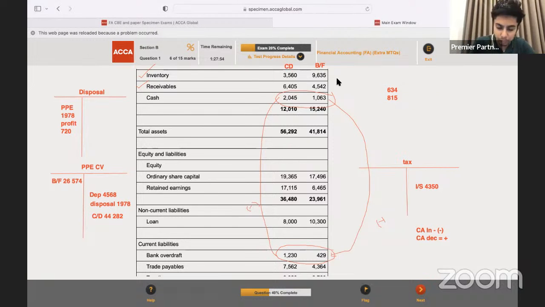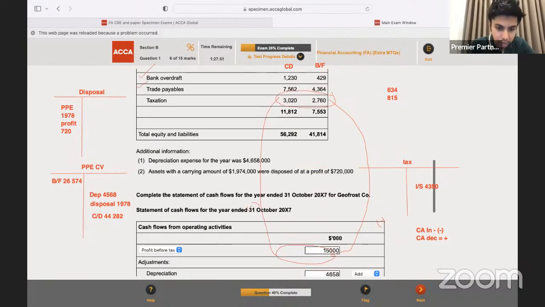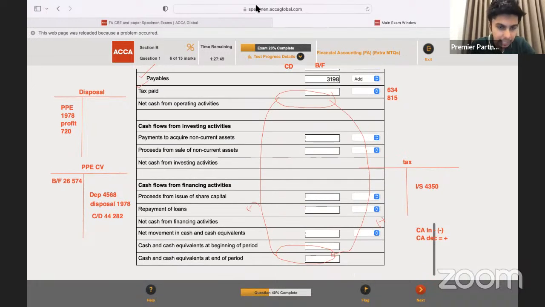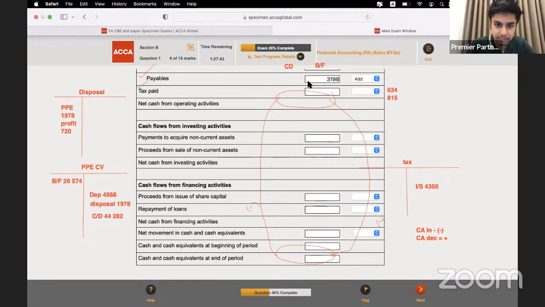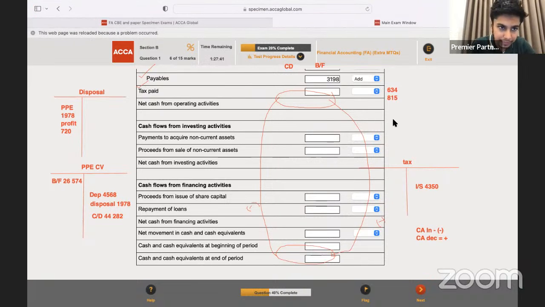Now, where to mark these two answers? Like this. Let me show you. Take your format, go to the very last two lines. Here, guys. Cash and cash equivalent at beginning, cash and cash equivalent at end. Now, guys, look at this carefully. This was the beginning answer, 634. Copy it here. At the end, answer is 815. So you mark this over here and show. So this is how, guys, you have to do cash and cash equivalent.